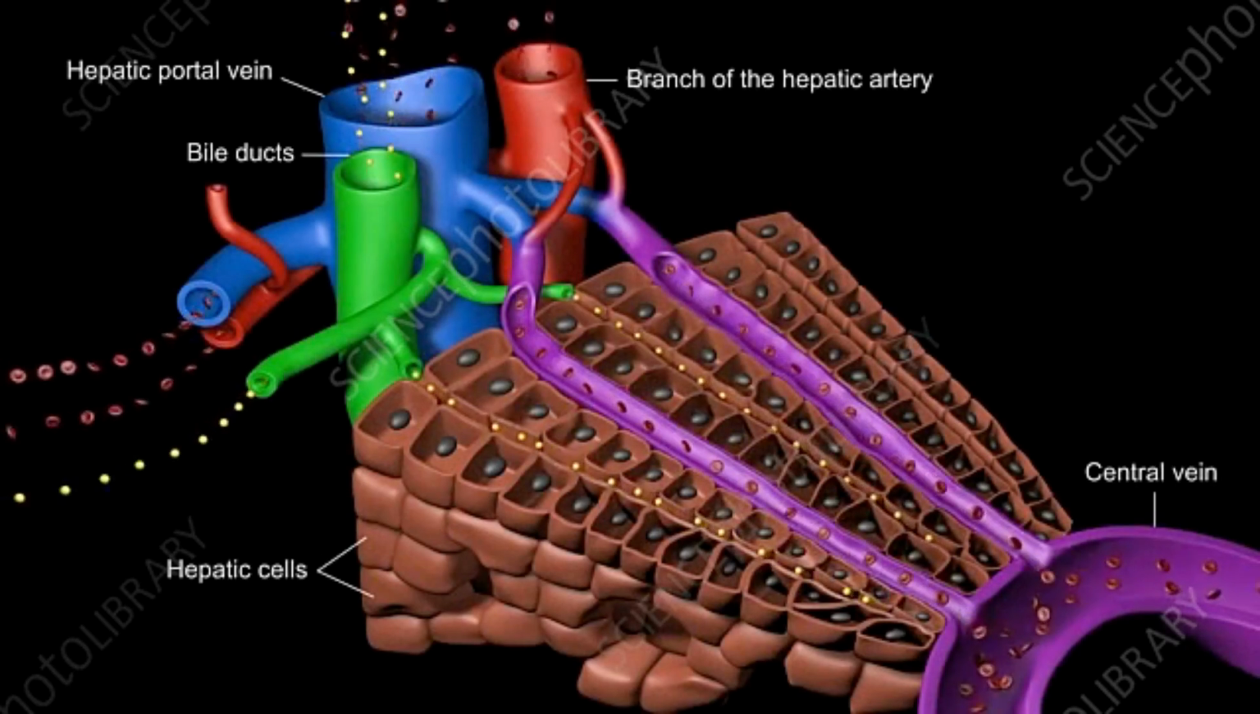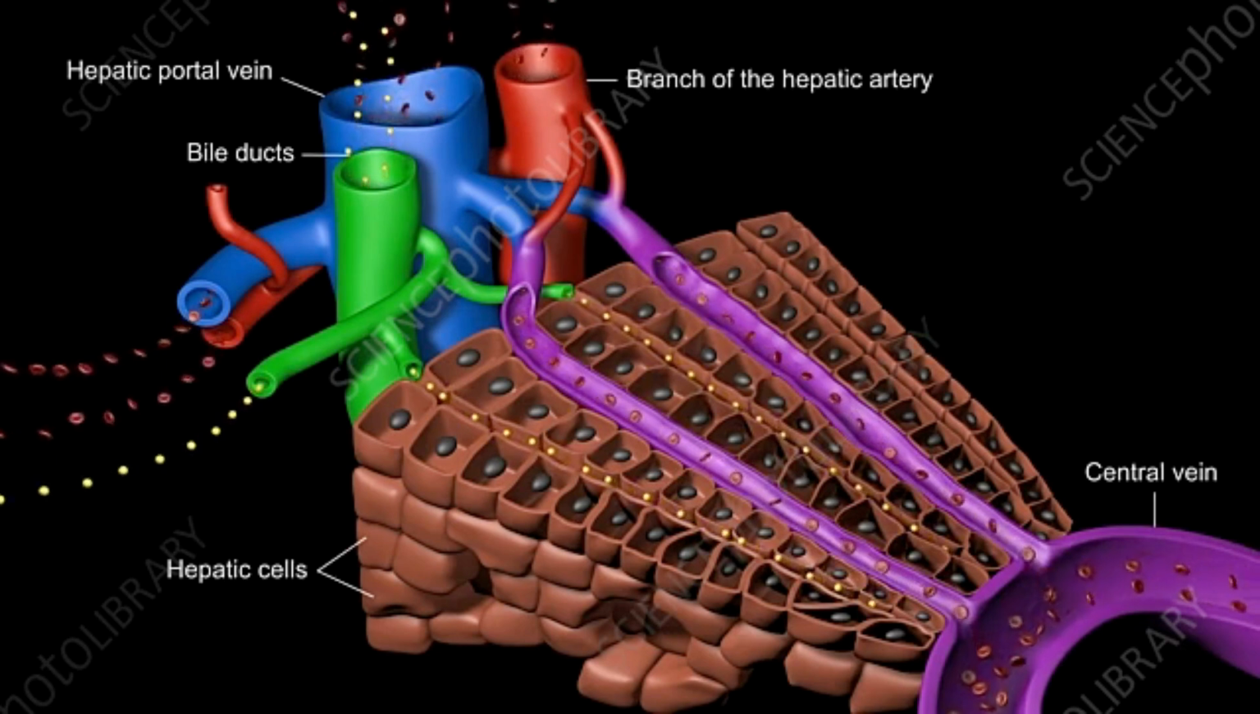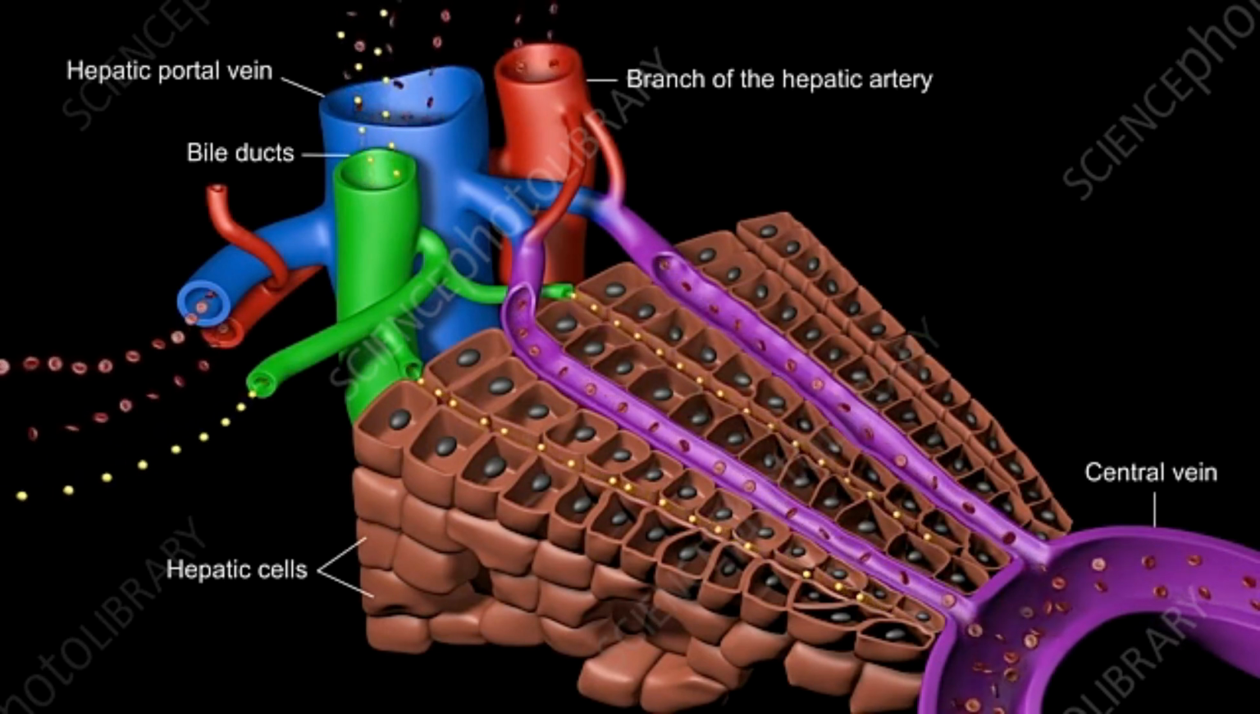This is a short video to show the blood flow through the artery and the vein, down past the sinusoids and into the central vein.